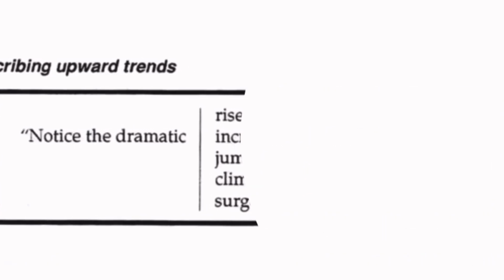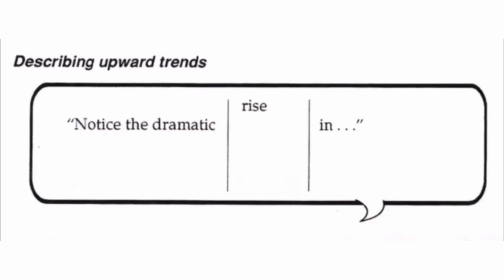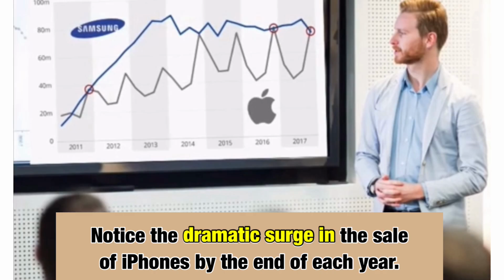Describing upward trends. Notice the dramatic rise in. Notice the dramatic increase in. Notice the dramatic jump in. Notice the dramatic climb in. Notice the dramatic surge in. Examples. Notice the dramatic surge in the sale of iPhones by the end of each year.